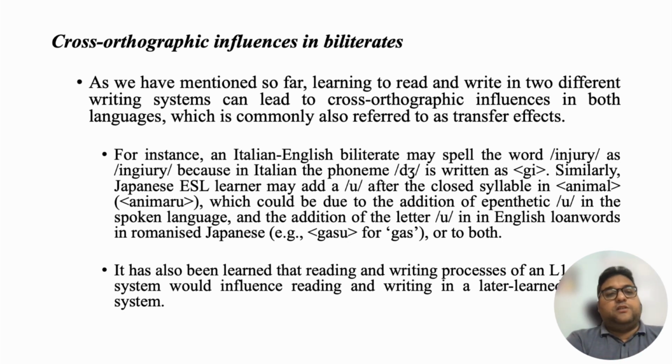Similarly, Japanese English language learners may be tempted to add a u after the closed syllable in a word like animal, say for example animaru, which could be due to the addition of this epenthetic u in the spoken language. In Japanese, there is this u attached to most spoken words, which could translate to these kids learning to write in English, because they are bringing that knowledge from their Japanese.